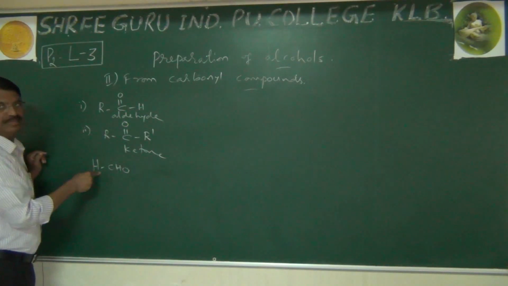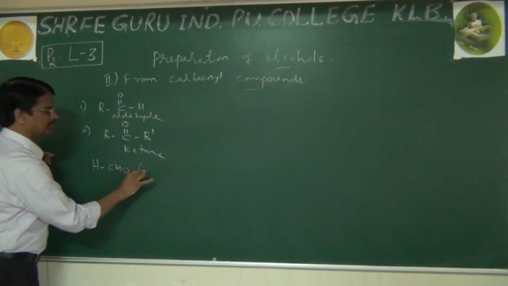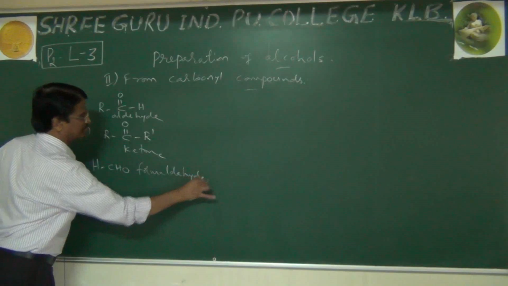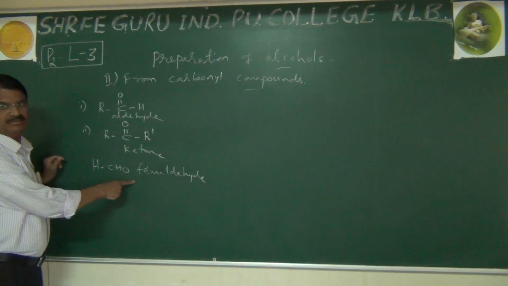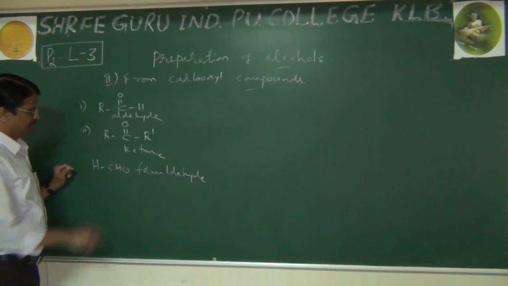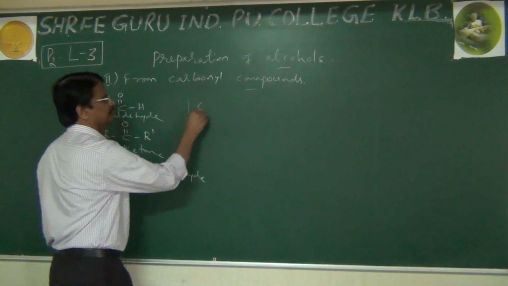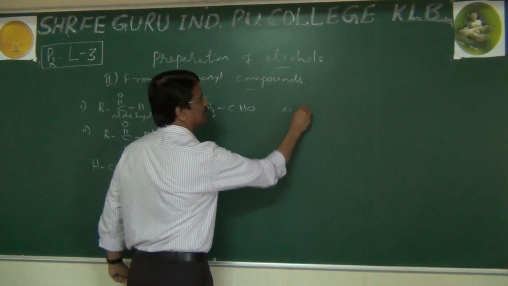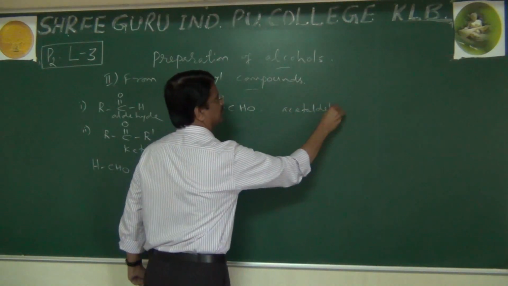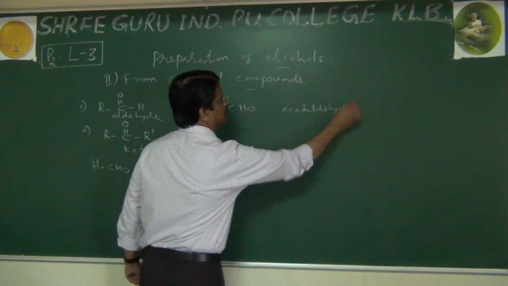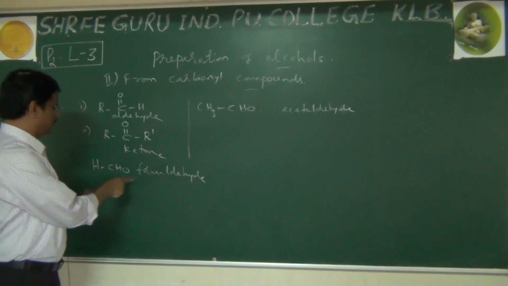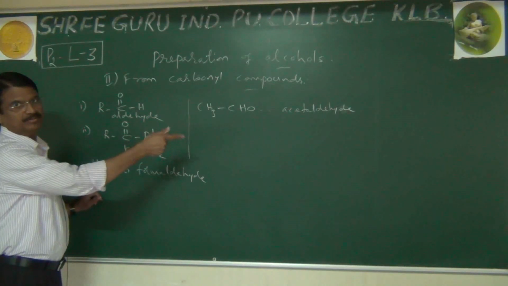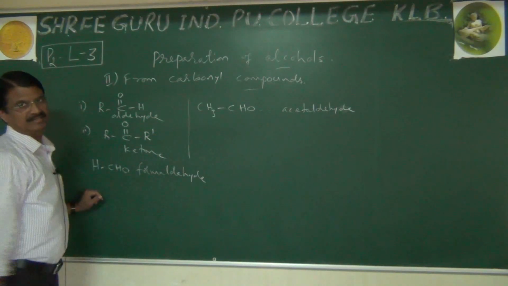If R is H, it is called formaldehyde. If R equals CH3, it is acetaldehyde. So in the common system, these are named formaldehyde, acetaldehyde, propionaldehyde, butyraldehyde, etc.